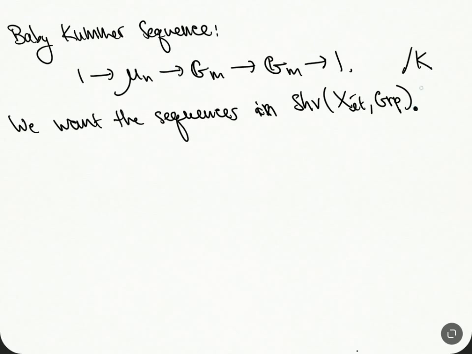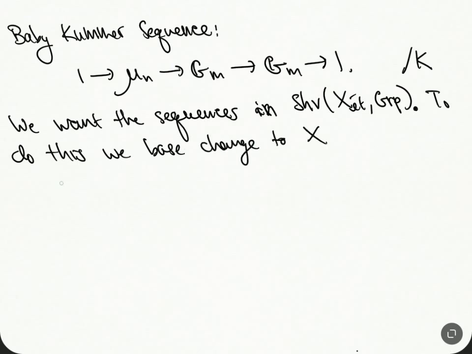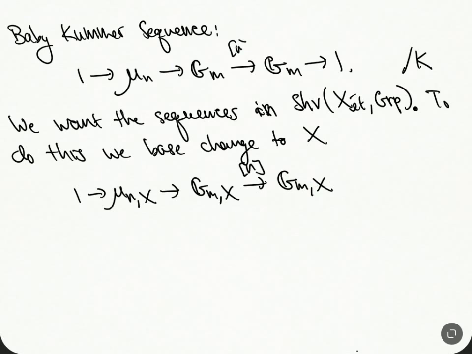So what we do is we just base change to X. These things were over K, so it makes sense to take the fiber product over K with X, and we have a sequence like so. A lot of the time I'll omit the subscripts X. This is multiplication by n in the group law here. And this is an exact sequence of sheaves.